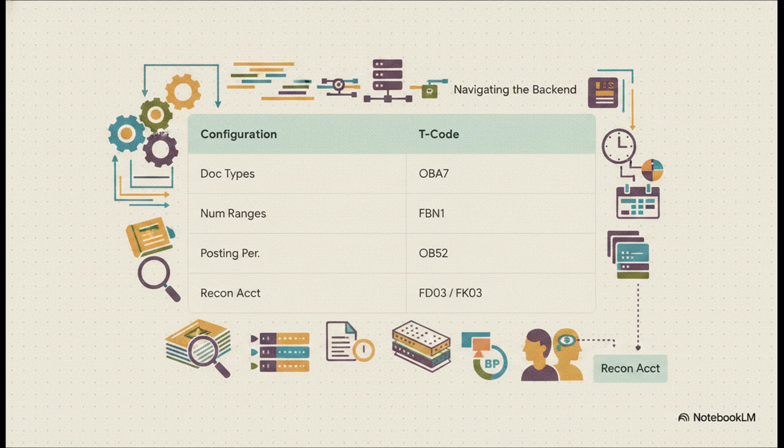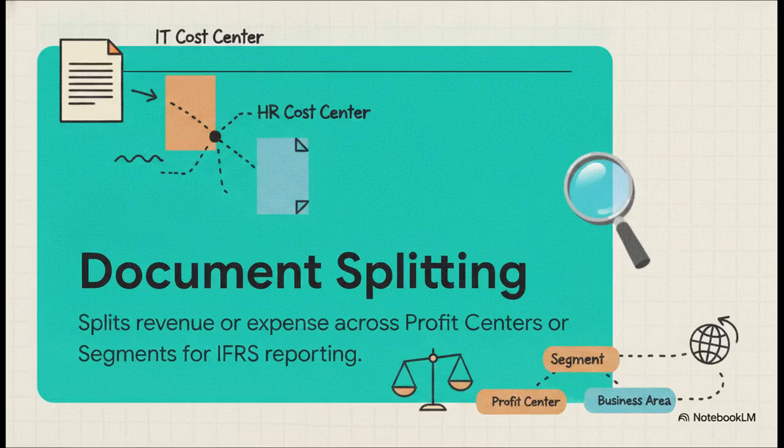are defined over in OB7. Number ranges live in FBN1, and your posting period variants, those are controlled through OB52. Plus, you assign those critical reconciliation accounts directly in the master data, using FD03 for customers and FK03 for vendors. Though, quick side note, if you're working in S/4HANA, you'll be managing all of that through the business partner, or BP transaction instead.